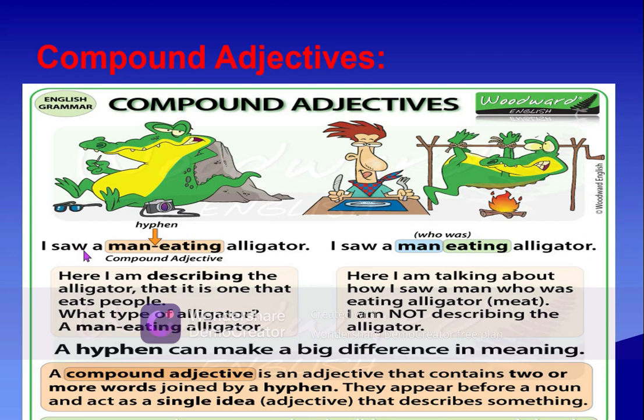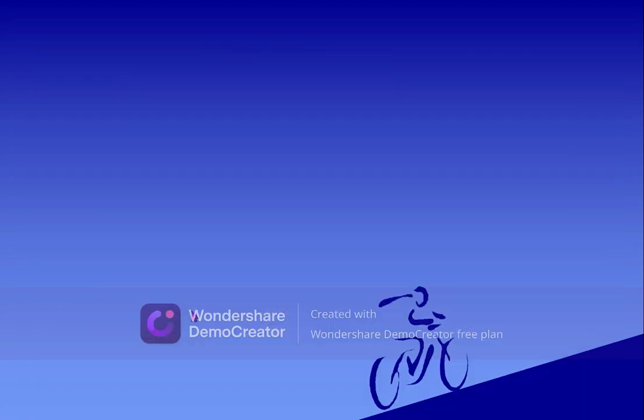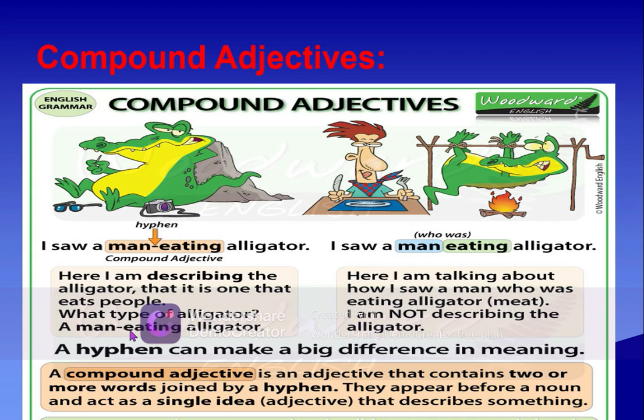So the meaning of the sentence I saw a man-eating alligator would be this. Here I am describing the alligator, that it is one that eats people. What type of alligator did I see? I saw a man-eating alligator: an alligator which eats the meat of man.